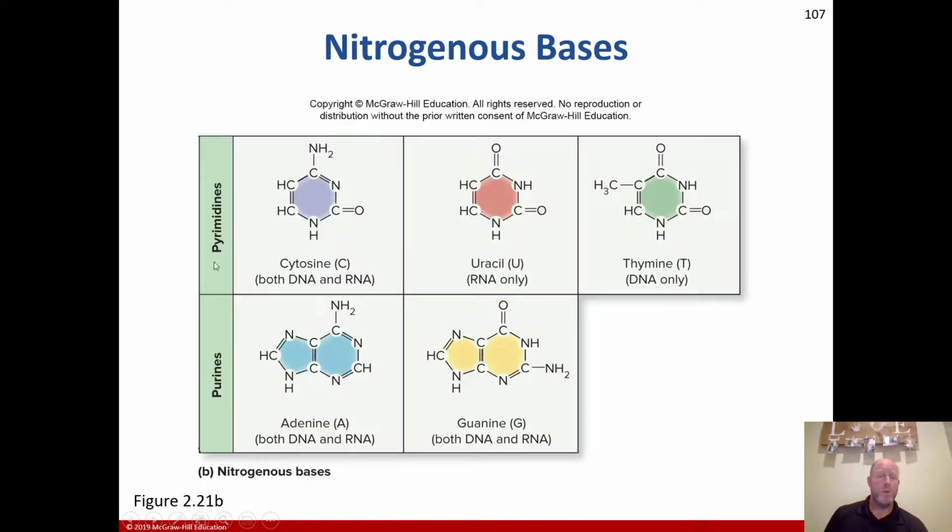Now, in this case, the pyrimidines, you have your cytosine, your uracil, and your thymine. Basically, cytosine is in both DNA and RNA. Uracil is only in RNA. Thymine is only in DNA. And the purines for both DNA and RNA are adenine and guanine, side by side.